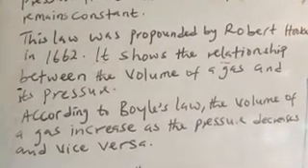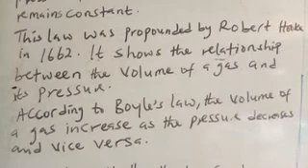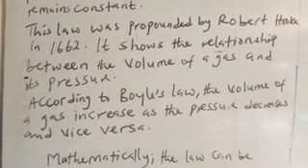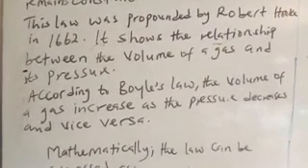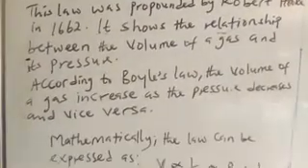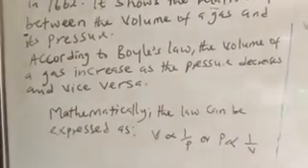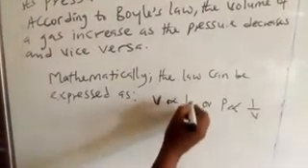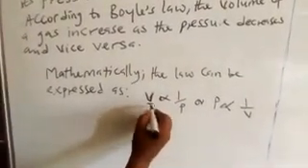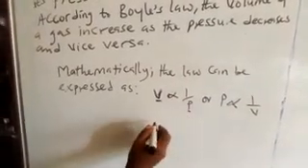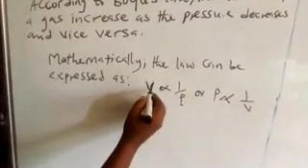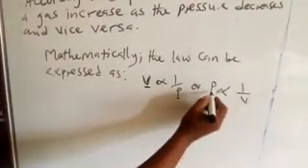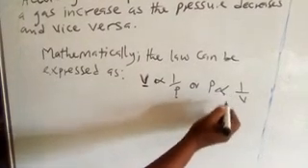It shows the relationship between the volume of a gas and its pressure. According to Boyle's law, the volume of a gas increases as the pressure decreases, and vice versa. Mathematically, the law can be expressed as V inversely proportional to P, where V stands for volume and P stands for pressure. This shows that when volume is increasing, pressure is decreasing, or when pressure is increasing, volume is decreasing.